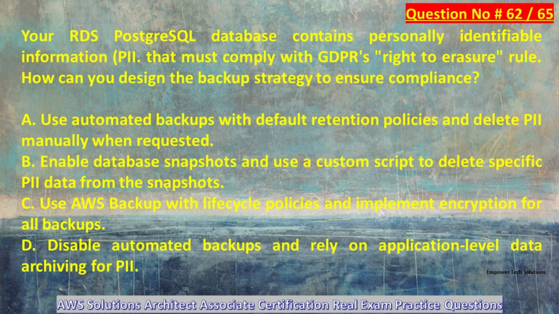A. Use automated backups with default retention policies and delete PII manually when requested. B. Enable database snapshots and use a custom script to delete specific PII data from the snapshots. C. Use AWS Backup with lifecycle policies and implement encryption for all backups. D. Disable automated backups and rely on application-level data archiving for PII.